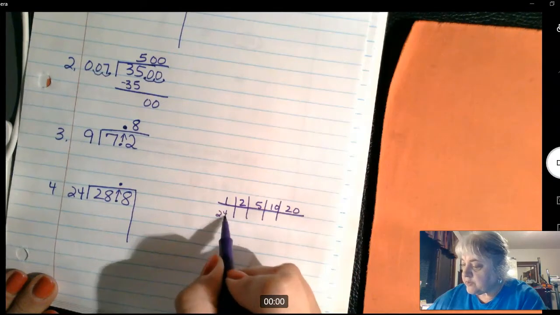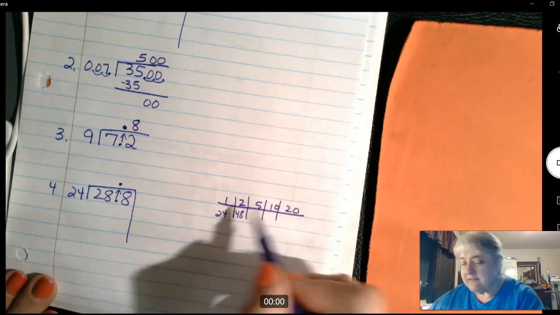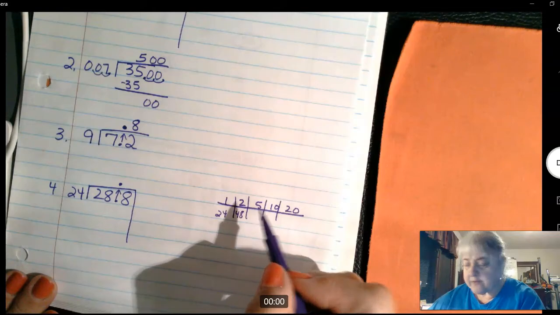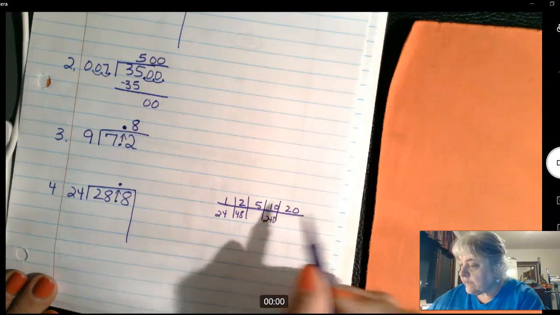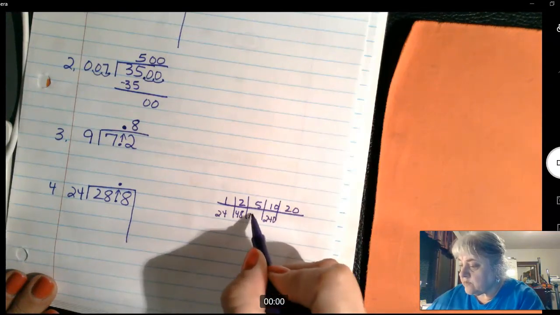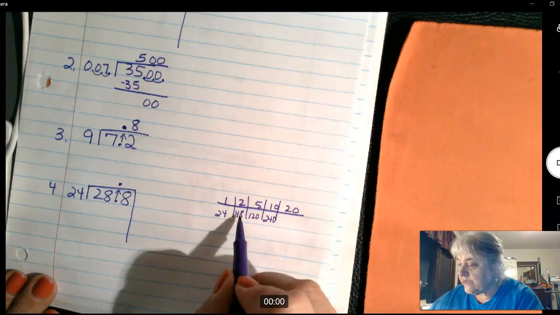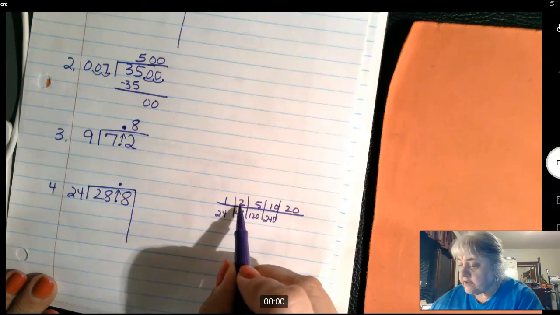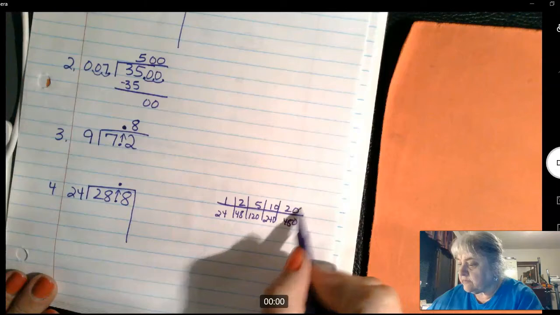I know that 1 times 24 is 24, 2 times 24 is 48, 5 times 24 is a little hard for me. I'm going to skip that and go on to 24 times 10 is 240. Which means that 24 times 5 would be half of that. So that's going to be 120. And 24 times 20 would be 2 times a multiple of 10, so that would be 480. That's going to be too much.